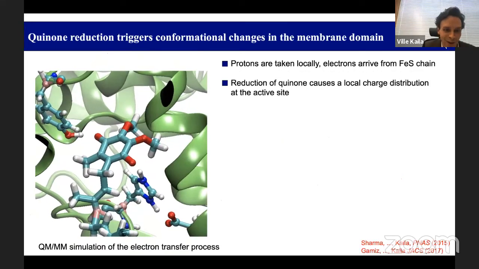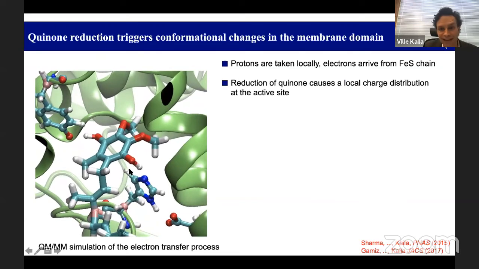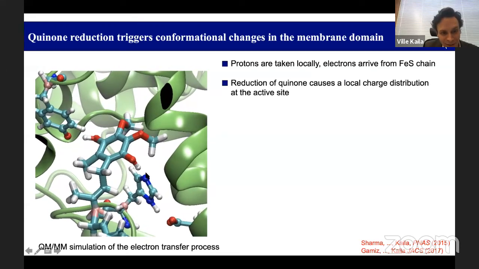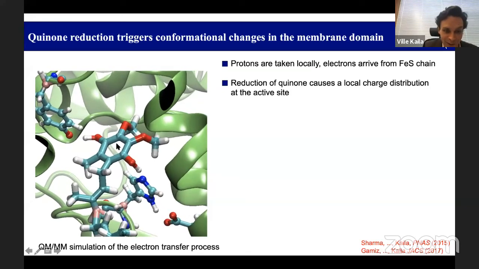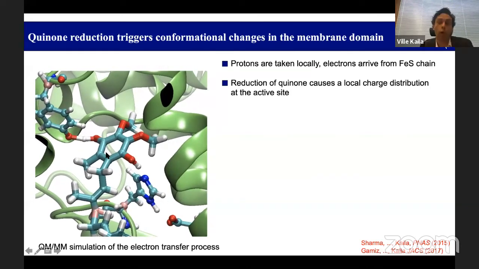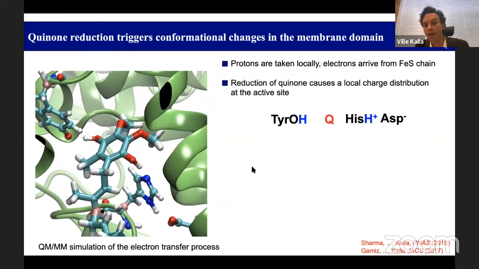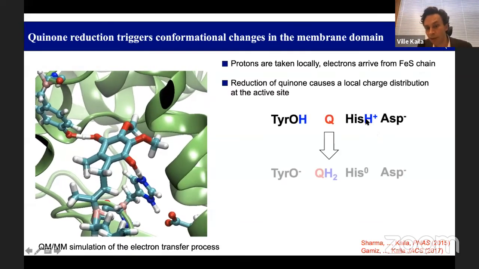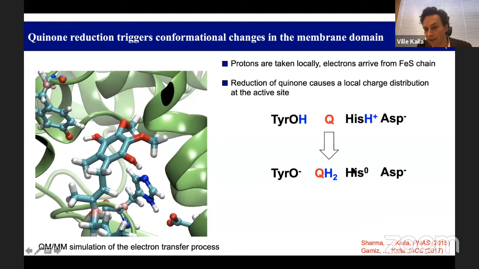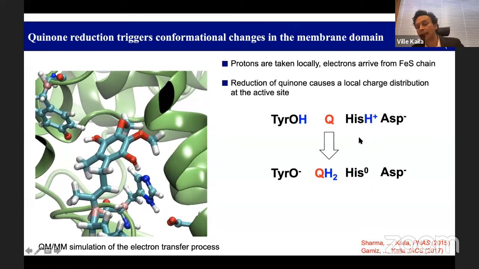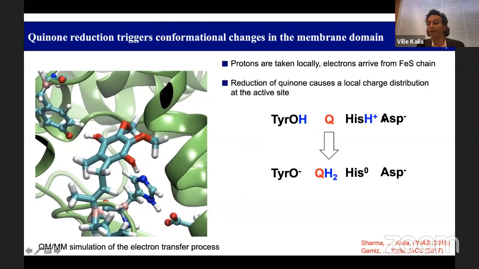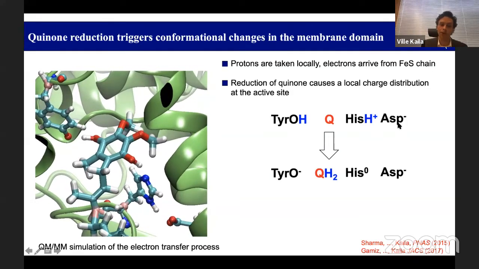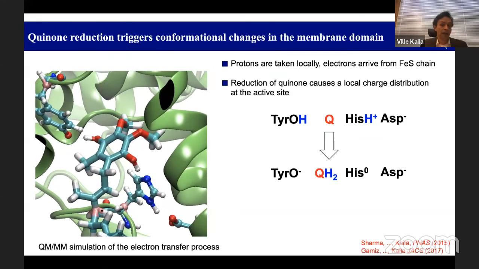So if I zoom into the quinone center, you can possibly see on your screen that when the electrons come in, protons are being pulled from nearby residues to this quinone molecule, forming effectively quinol. So we have a tyrosine and a histidine residue, and upon reduction, we form this type of species. And at the same time, because of the charge relocation, you break or weaken this ion pair between the histidine and an aspartate.